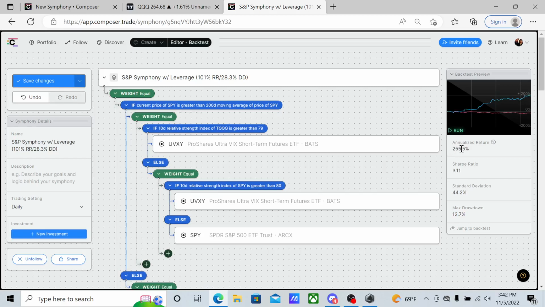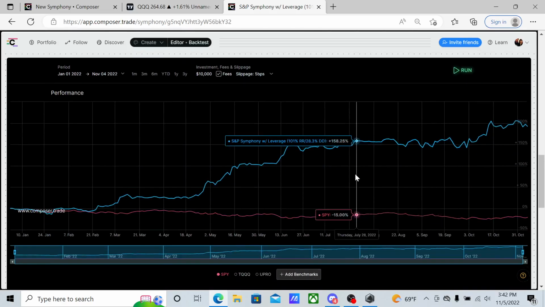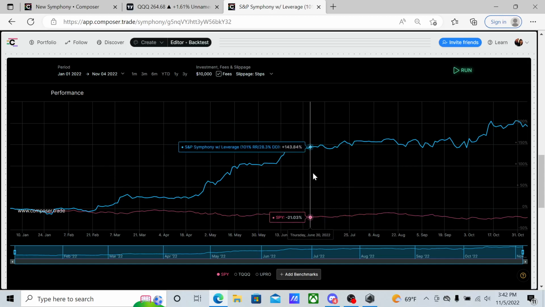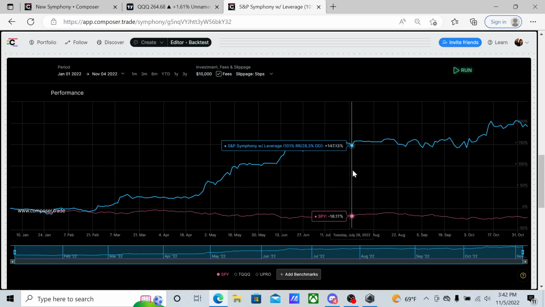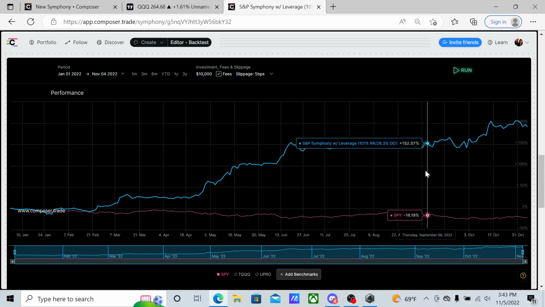So that actually brought the return higher. I think it kept the same drawdown, right? Yeah. So it brought it from 235 to 255. And let's see. Yeah. So like here, it kind of got its gains and then got out and then waited for a shorting opportunity.